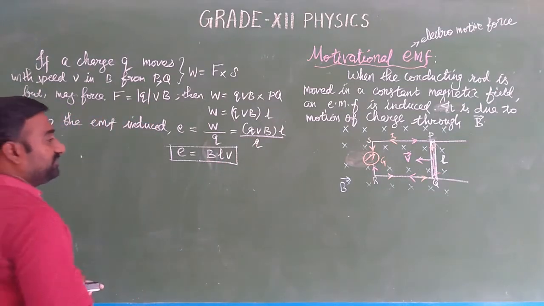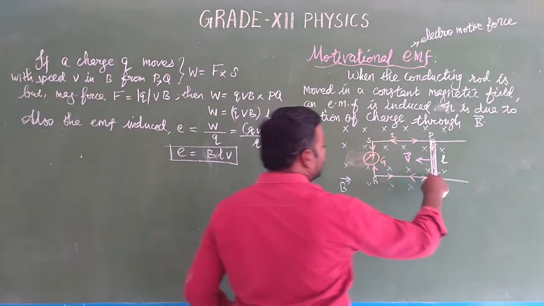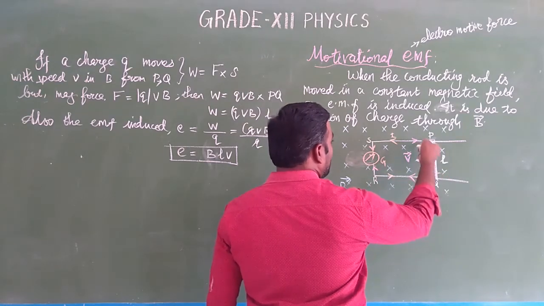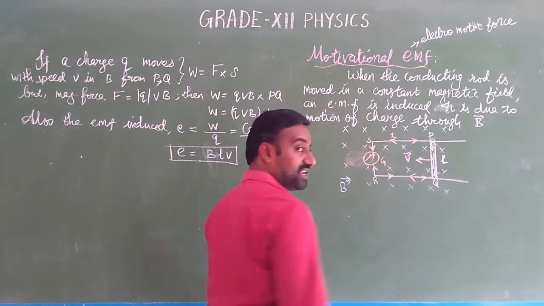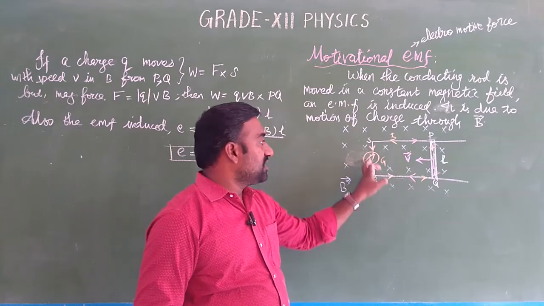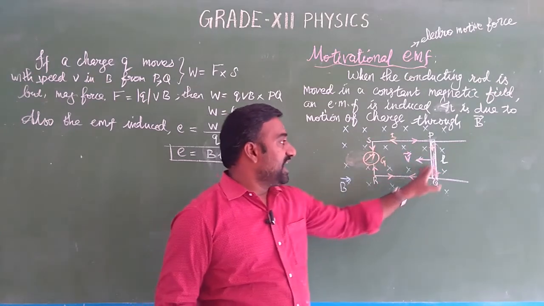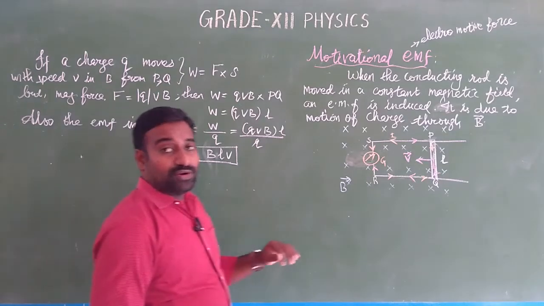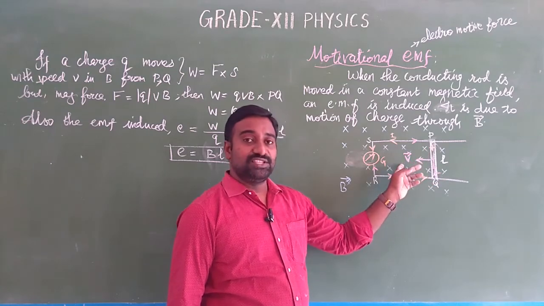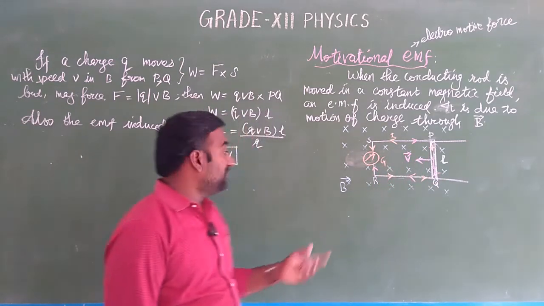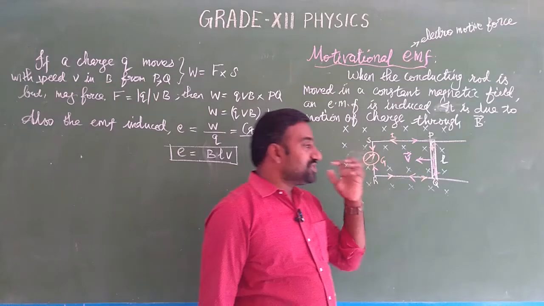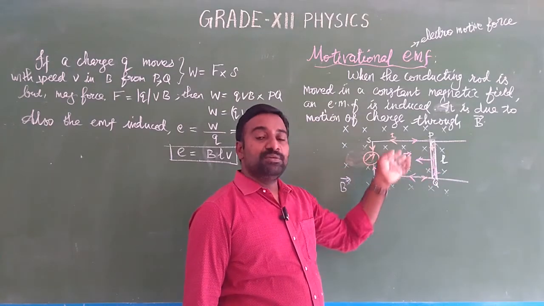Due to the EMF induced, the electron flows in clockwise direction. So the conventional current flows in anti-clockwise direction, as I said from the figure. Suppose you are not moving the rod, which means the velocity is 0, then what is the EMF? EMF is also 0. So there must be a relative motion between the field and the conductor, then only EMF is induced in the circuit.